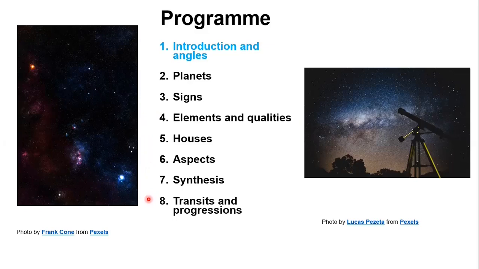The last session on transits and progressions, these are 2 techniques that are used to look at where the planets are at a point after the birth, relative to the birth, to be able to say the types of events that would be taking place in that person's life at that time.